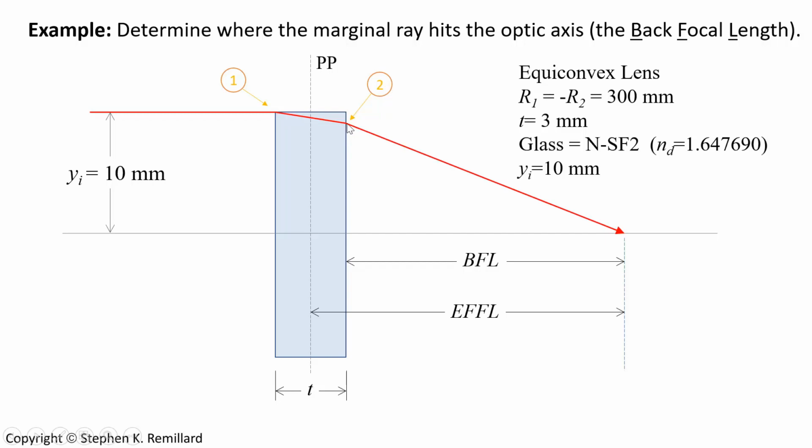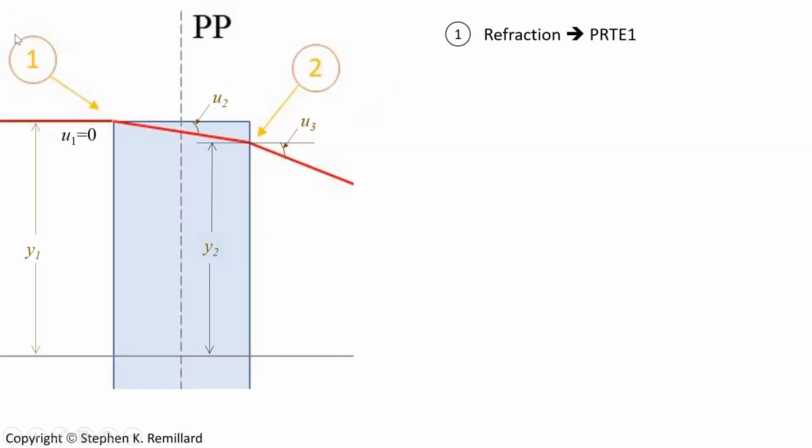And what we want to do is find the transfer from point 2 to the optic axis and find out how far does the ray go. What is BFL, the back focal length? Let's look up close at these two surfaces and start to consider all these points.